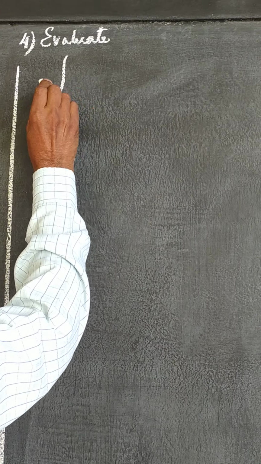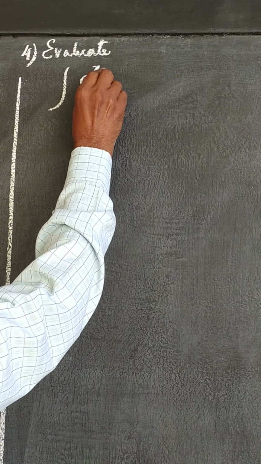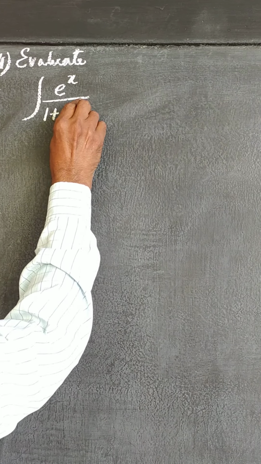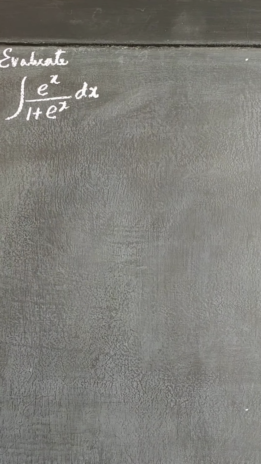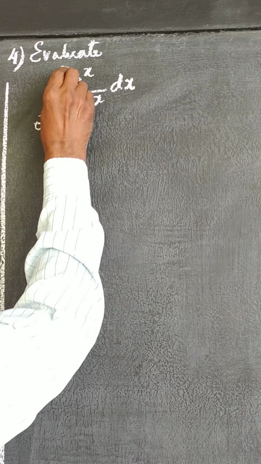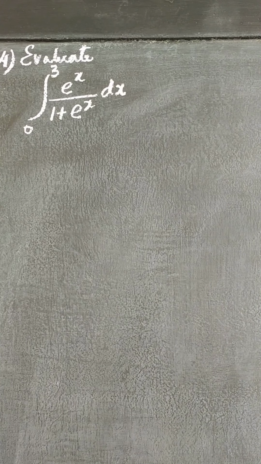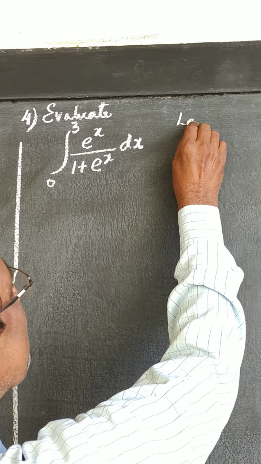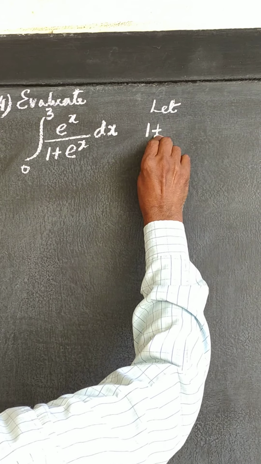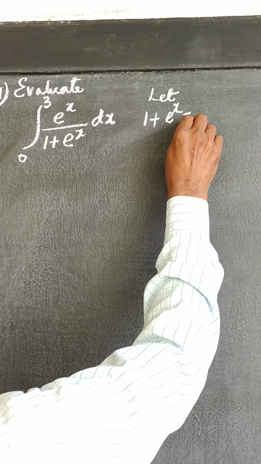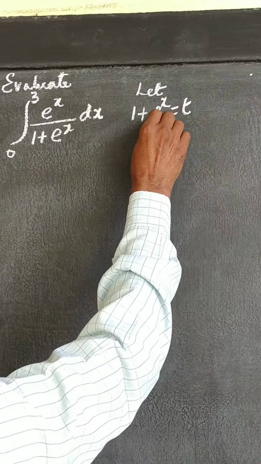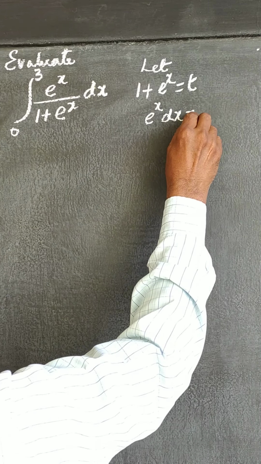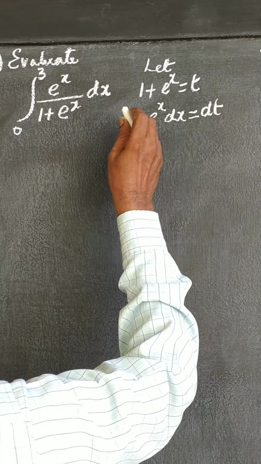Next one, evaluate integral e power x by 1 plus e power x dx. Limits are given as 0 to 3. Here we can assume 1 plus e power x is equal to t. On differentiation, we get e power x dx is equal to dt. Similarly, change of limit.